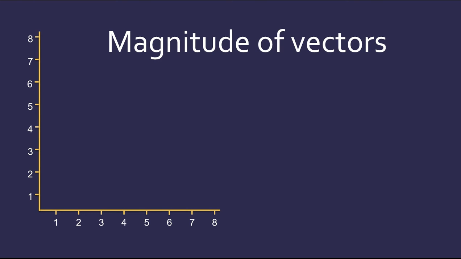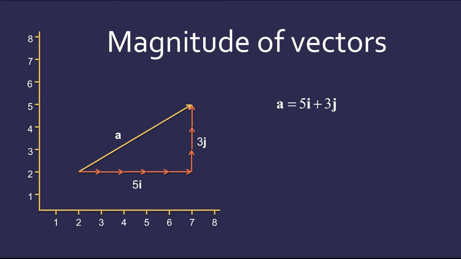We can use the familiar vector A to determine how we can find the size of a vector. In component form, vector A is described as 5i plus 3j. We can see that graphically these two components form a right-angled triangle with a hypotenuse equal to the vector A. The length of A can therefore be found using Pythagoras. The length of A is normally called the magnitude or modulus of A and is denoted using the modulus symbol. The magnitude of A is then the square root of 5 squared plus 3 squared, which is the square root of 34.